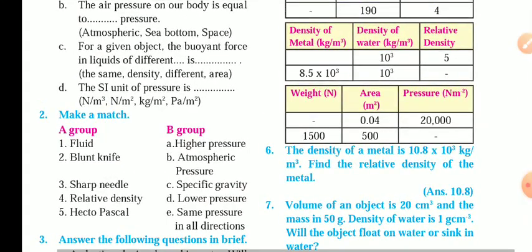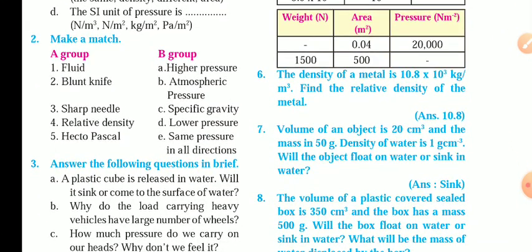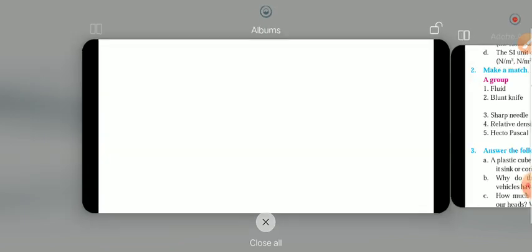Now the third table. In the third table they have given us weight and area, and we have to find out the pressure. It's like the previous examples; in a solved example they have already taken this. What we can do is utilize the formula. I'm giving only the formula over here. You can use a formula.